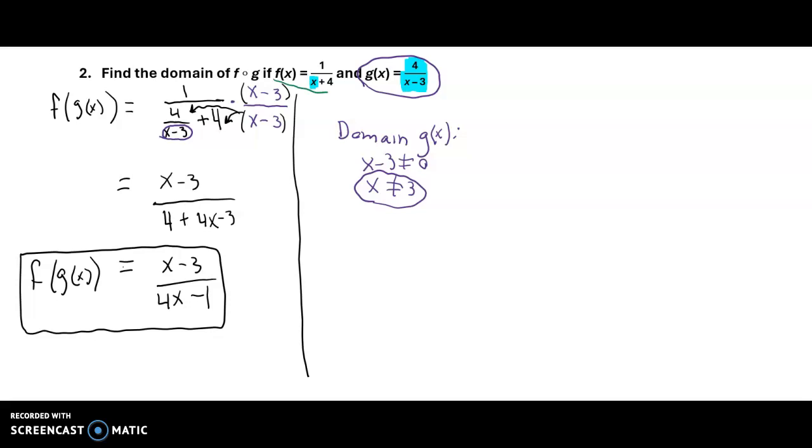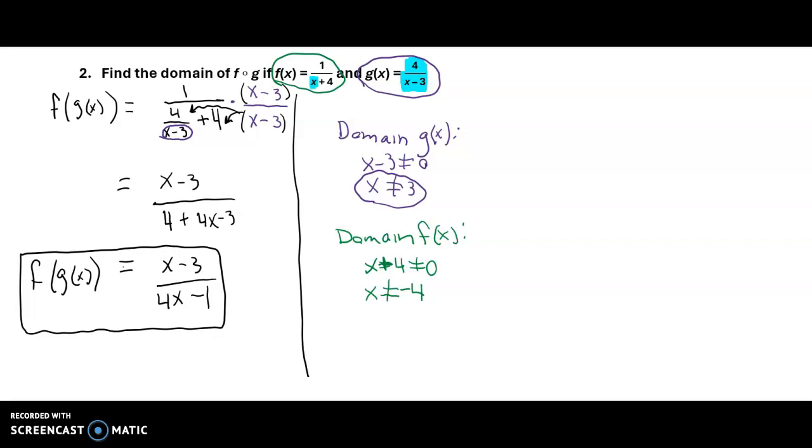Now, for f of x, our outside function, that's also a rational function, and the domain has a restriction where the denominator can't be 0. So x plus 4 cannot be 0, or x cannot be negative 4. What are we going to do with this negative 4 from the outside function? Remember, we're not putting x's into f of x. We're putting g of x's into f of x. So that means g of x can't be equal to negative 4.